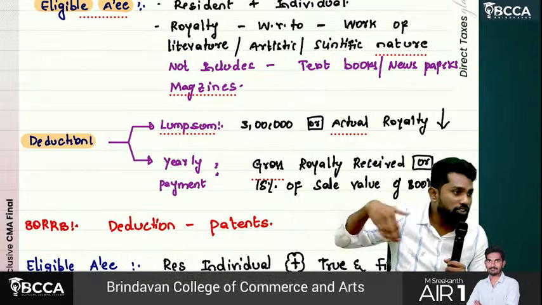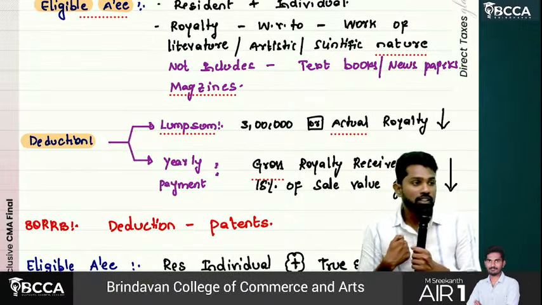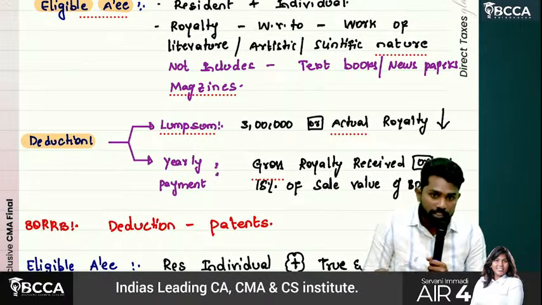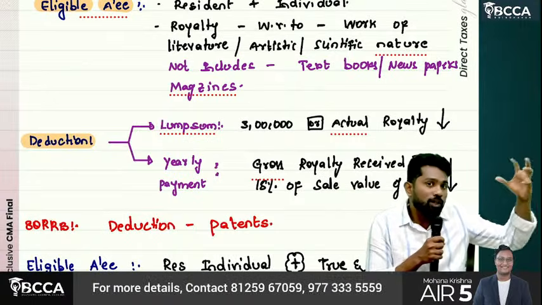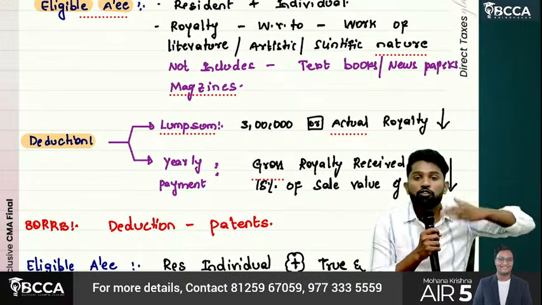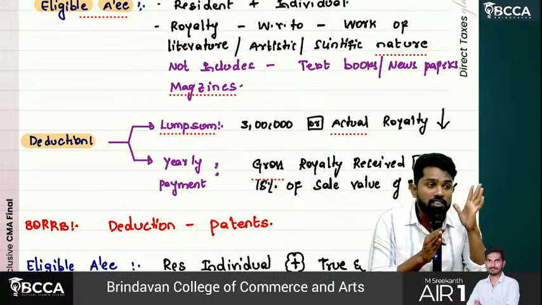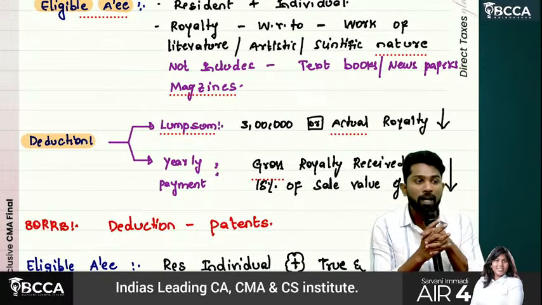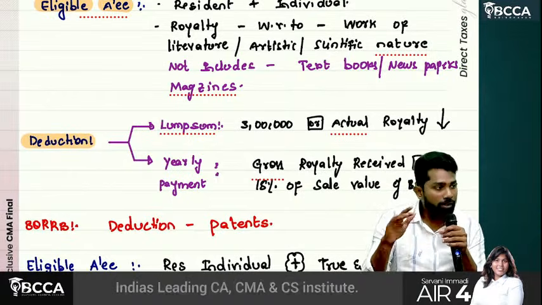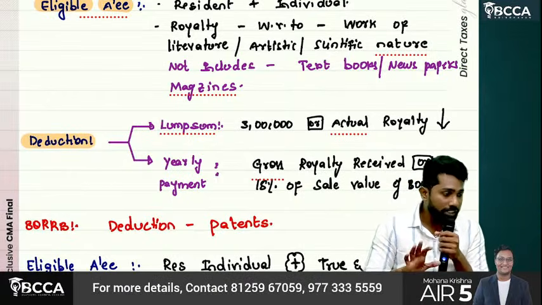Even though my income is from outside India, I am actually a resident, so I am eligible for the deduction. But since I received it outside India, I have to bring that foreign money into India within 6 months. Within 6 months, I have to repatriate that money into India. Then I am eligible for the 80QQB deduction, right?